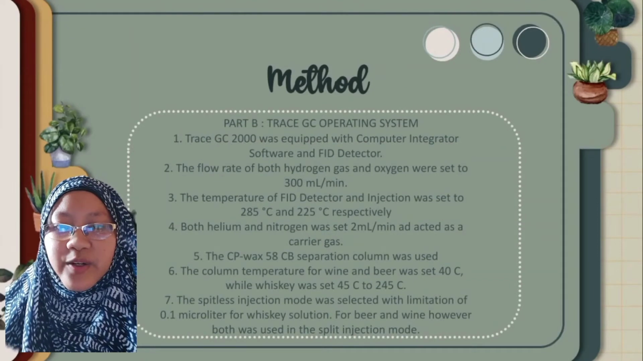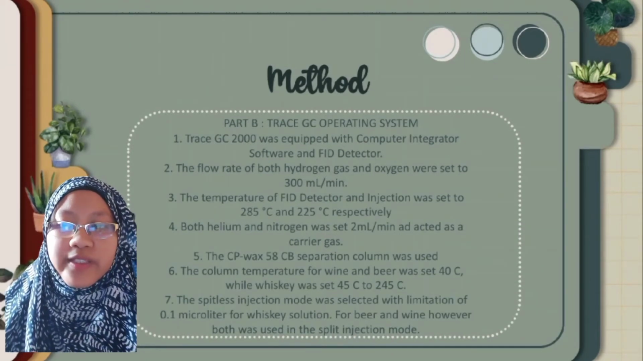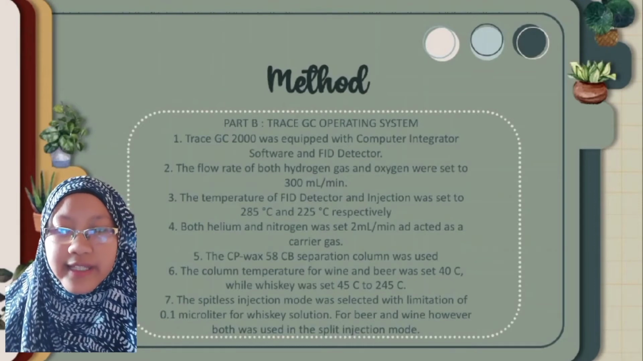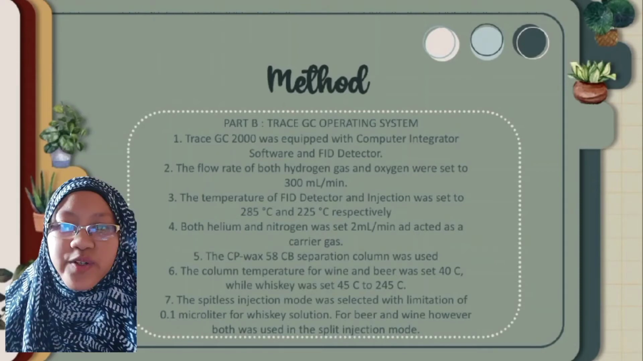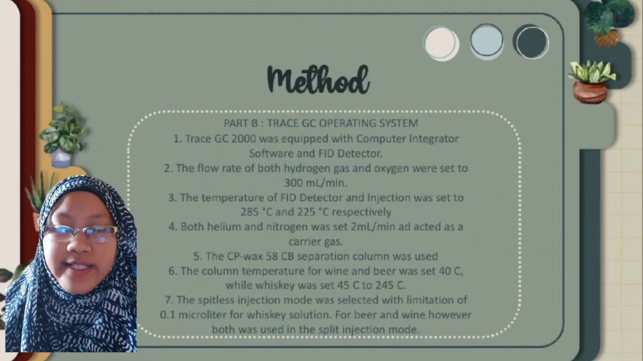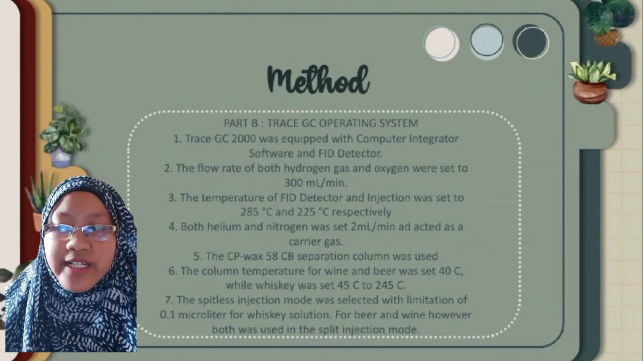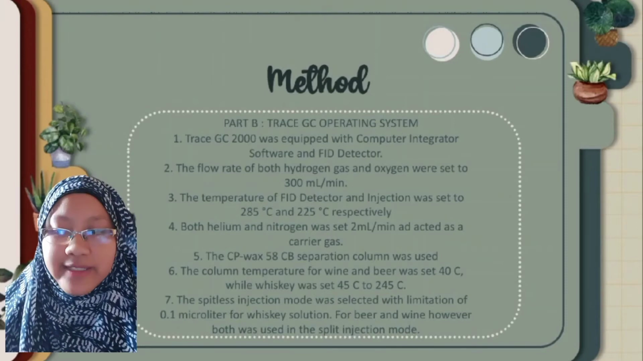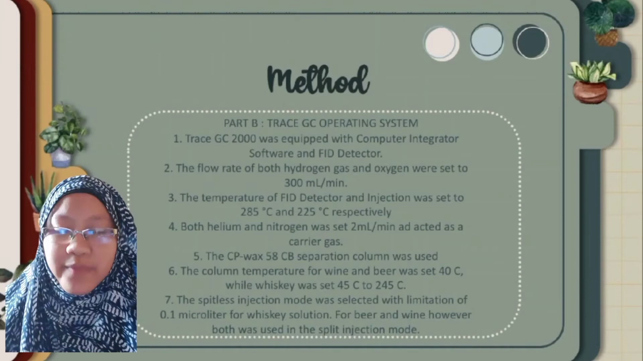For part B, Trace GC operating system. Number 1, the Trace GC 260 was equipped with computer integrated software and an FID detector. The flow rate of both hydrogen gas and oxygen was set to 3000 milliliters per minute, and the temperature of the FID detector and injection was set to 285 Celsius and 225 Celsius respectively. Both helium and nitrogen were set to 2 milliliters per minute and acted as carrier gas. The CP-WAX 58 CB separation column was used.